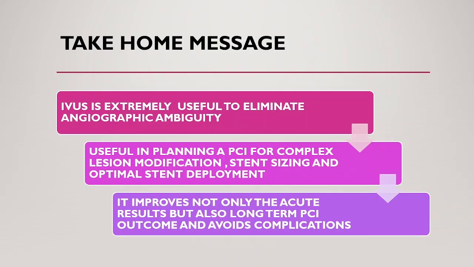So to conclude, IVUS is an extremely useful tool to eliminate angiographic ambiguity, your doubts. You can go inside and assess lesion morphology. It is very useful in planning a PCI in a complex lesion, particularly in calcium. What are the tools to be used? What is the calcium score? How to modify the calcium, and what size stent to be taken?